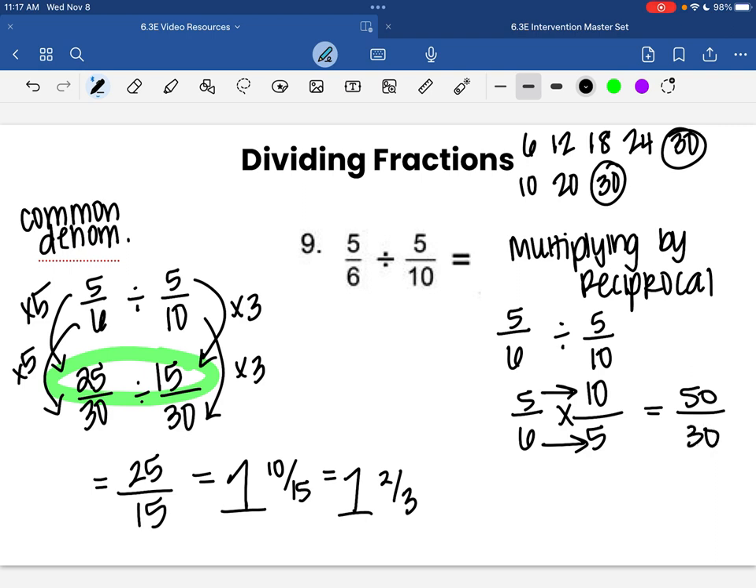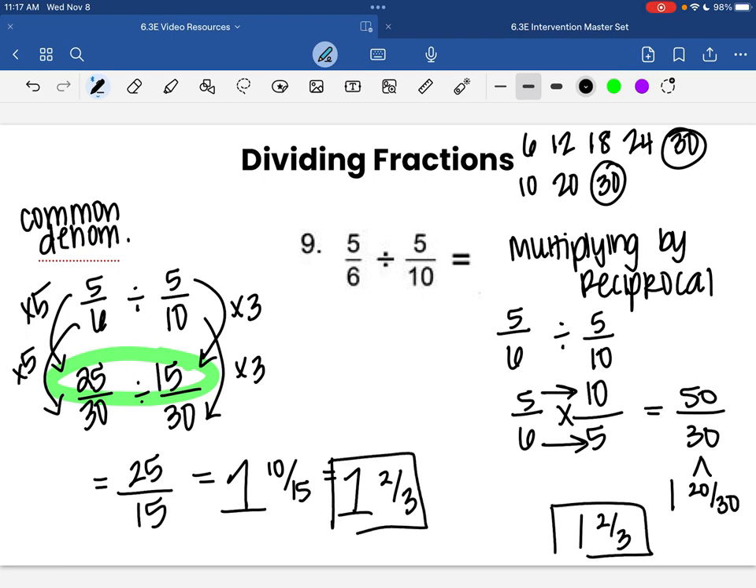And again, this is improper. So this decomposes into 1 and 20/30, or 1 and 2/3. So again, we're getting equivalent answers, and it does not matter which strategy we use. Let's look at one more.